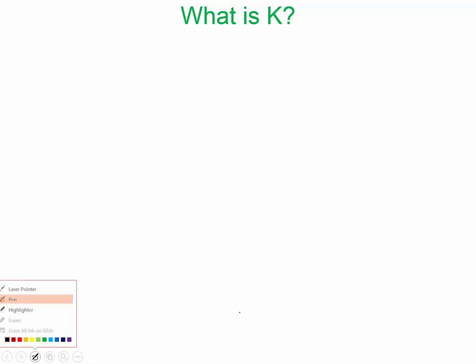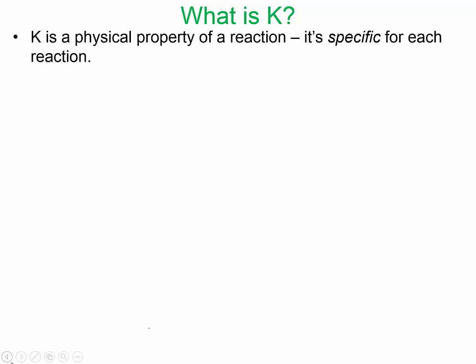In this video, we'll be going over concepts of K and what K means, so equilibrium concepts. First of all, K is a physical property of a reaction. So you're going to have a very specific value for K for every type of reaction that can do equilibrium. And it's also temperature dependent. So you can affect the K value or change the K.